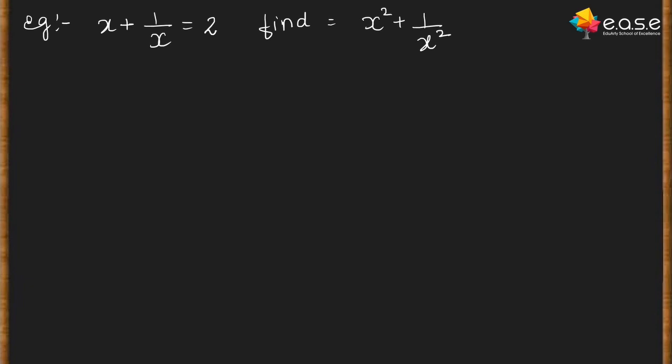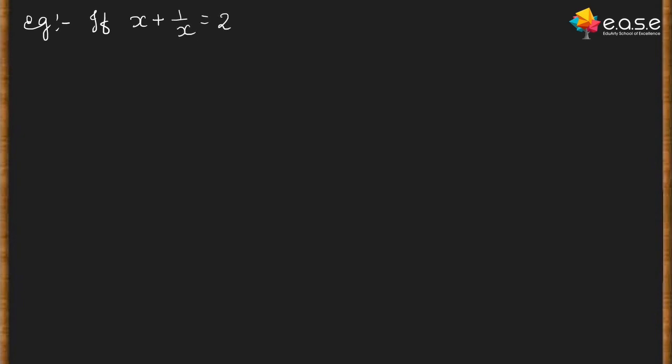I'm going to rewrite the question. So if they are saying that x plus 1 by x is equal to 2, then find, first thing, x square plus 1 by x square, and second we have to find out x to the power 4 plus 1 by x to the power 4. Okay, so one by one let's do this first.